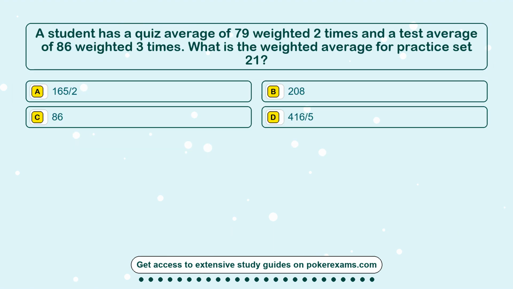Question 20. A student has a quiz average of 79 weighted 2 times and a test average of 86 weighted 3 times. What is the weighted average for practice set 21? Option A 165/2. Option B 208. Option C 86. Option D 416/5.